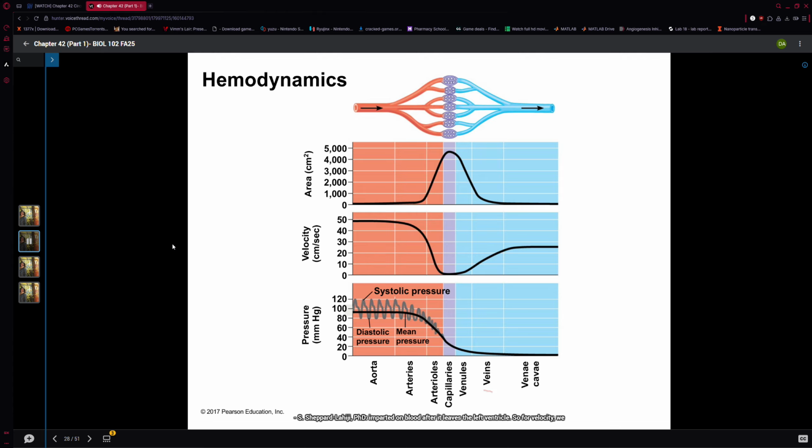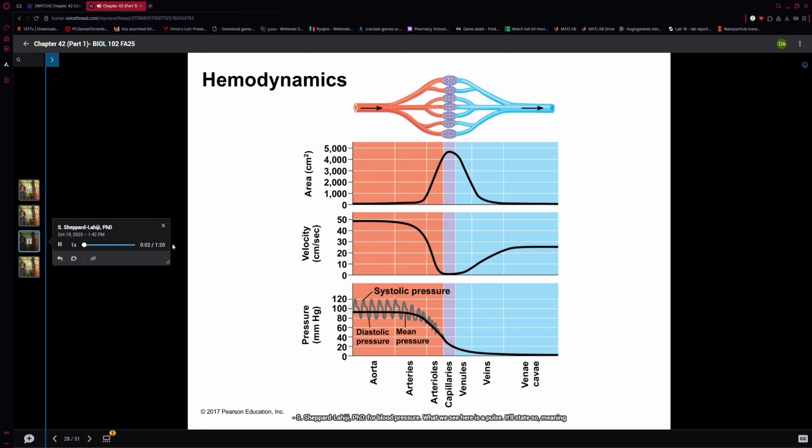So for velocity, we see that it's up pretty high at the aorta due to its proximity to the left ventricle. It comes down because the total cross-sectional area at the capillaries goes up. So there's a ton of space for that blood to distribute itself into, but then that blood starts to converge into fewer and fewer vessels, which brings the velocity back up again.